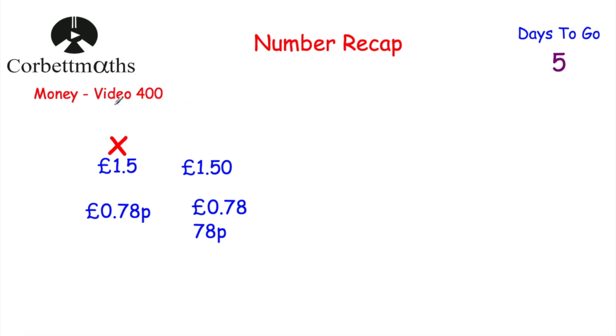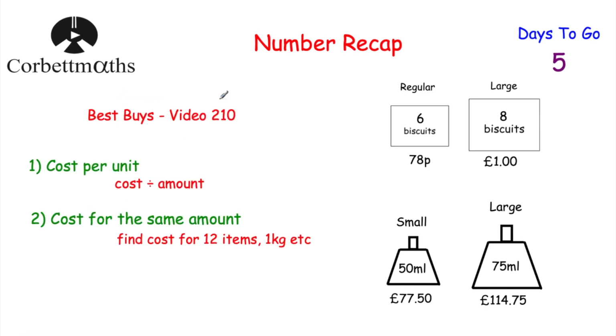Just one thing I want to mention with money: whenever you have an answer, and for instance, if it was £1.50 and your calculator says 1.5, don't just write 1.5. Make sure you put the 0 on the end. So whenever you're dealing with money in pounds, make sure it's got 2 decimal places. And another thing to watch out for is never include a pound sign and a pence sign for the same number. Okay, another topic you may encounter is best buys.